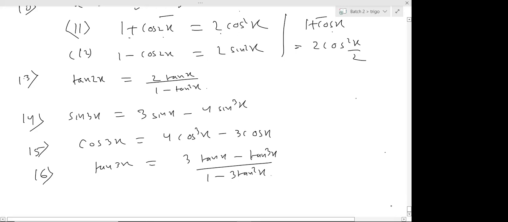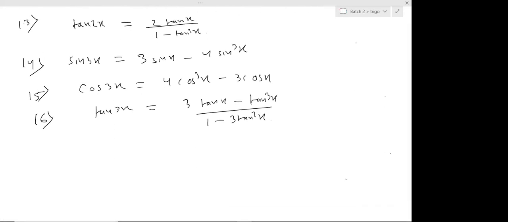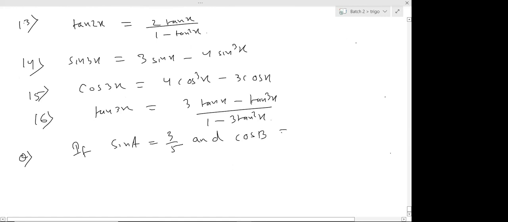All right. Write down the question. If sine A is equal to 3 upon 5 and cos B is equal to 9 upon 41, then you have to find sine A minus B. Look at the formula and try to find the answer. It's a very easy question. Just use the formula, you will get the answer.